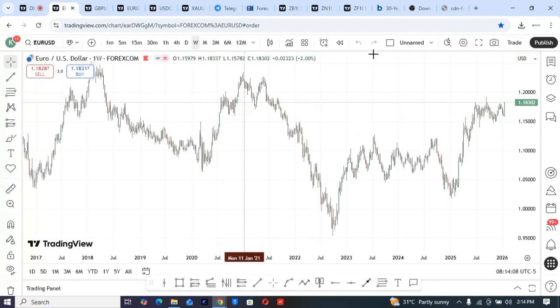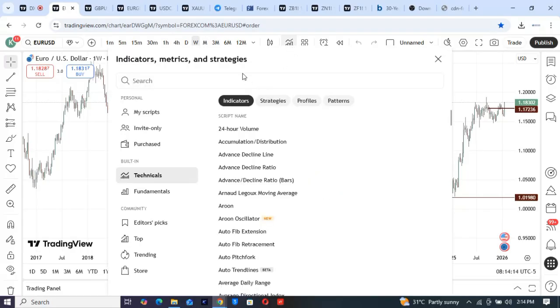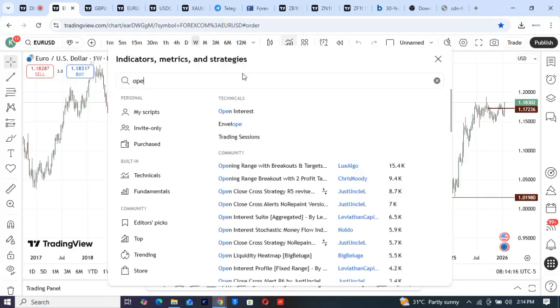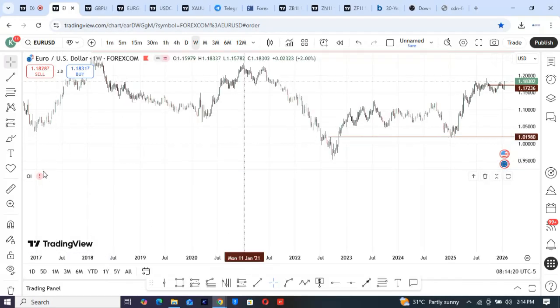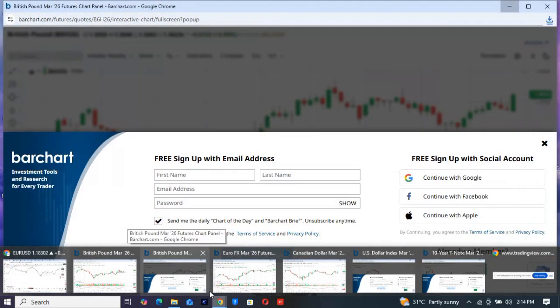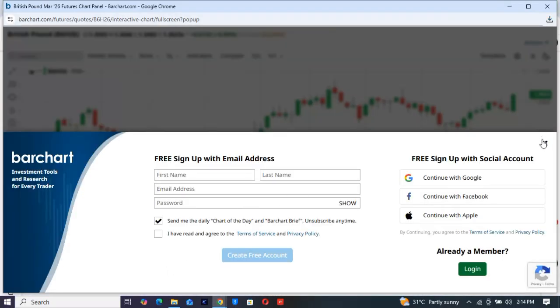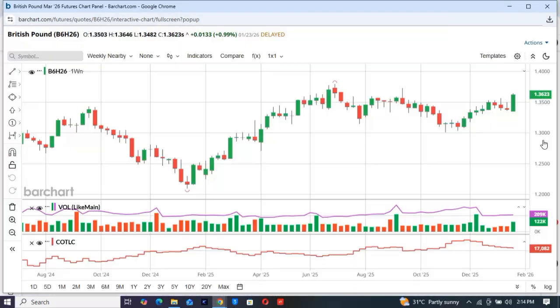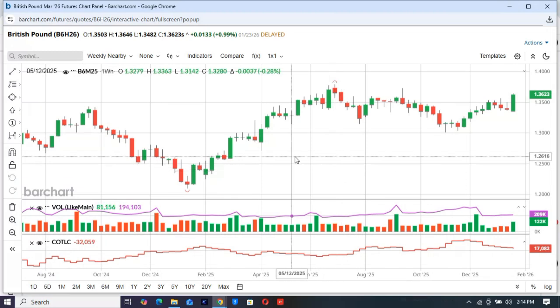How do I put it for you guys? The indicators, you go to the open interest. It's only available in the futures market. And one of the websites or tools I actually use to check this out in the futures market is barchart.com.